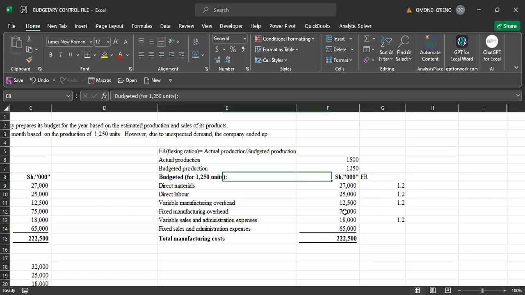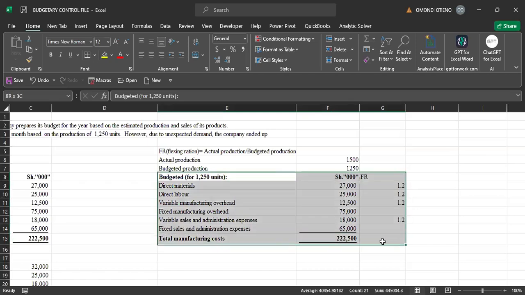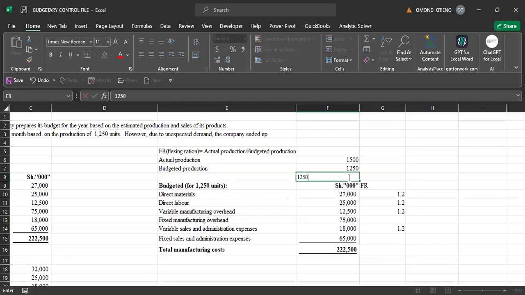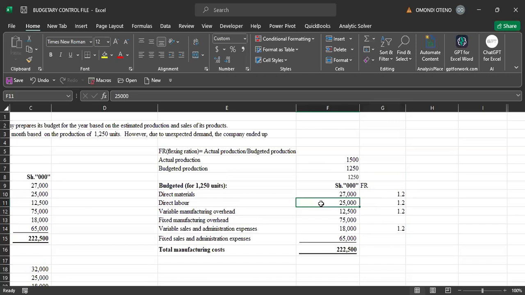So all this is being done when we are dealing with how many units? We are dealing with 1,250 units, right? So this is the initial budget. So once we have the flexing ratio in this particular column, we should be able to go and get what we call the flexed budget.